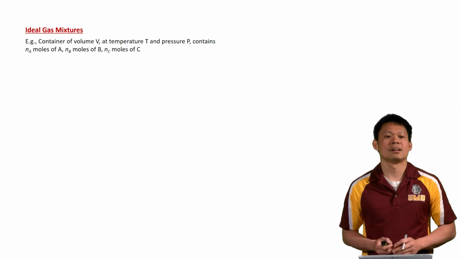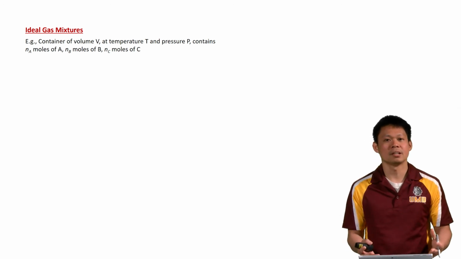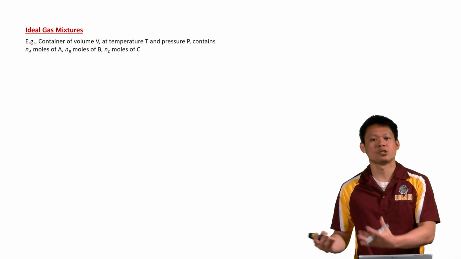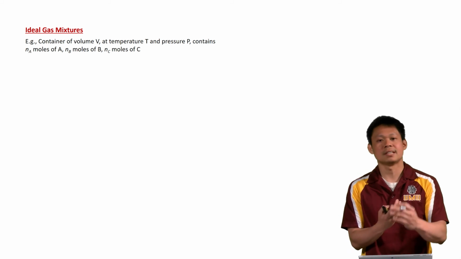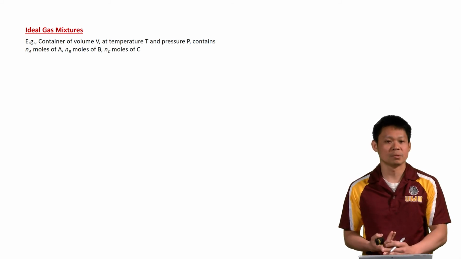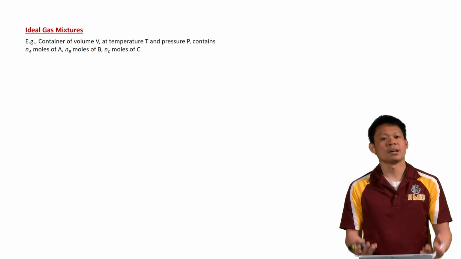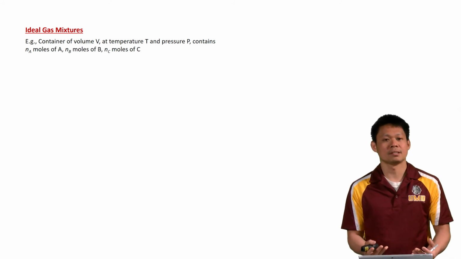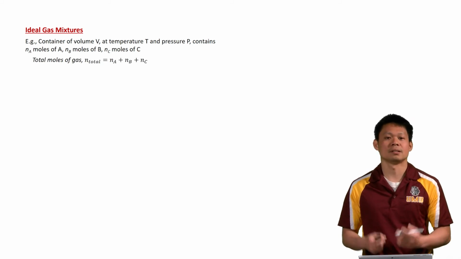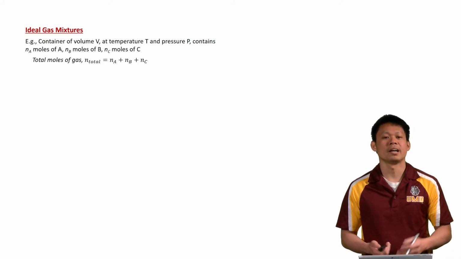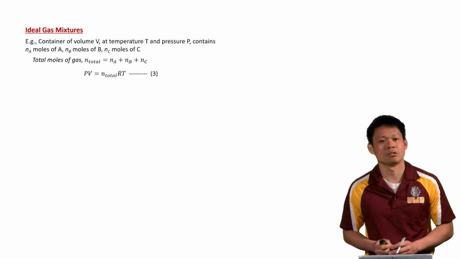To cover this concept, let's do a thought experiment. Let's assume we have a container of volume V. The operating conditions are some temperature T and pressure P. In this container, we have three different species, A, B, and C. We have nA moles of A, nB moles of B, and nC moles of C. If we want to apply the ideal gas law to this system, we just need the total number of moles, which is the sum of all the moles of each component. And we can apply our ideal gas equation, PV equals nRT. I'm going to call this equation 3.